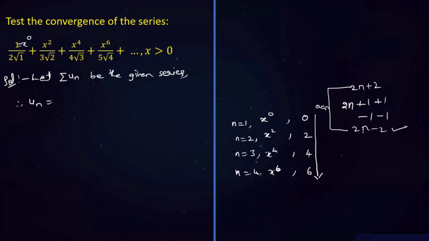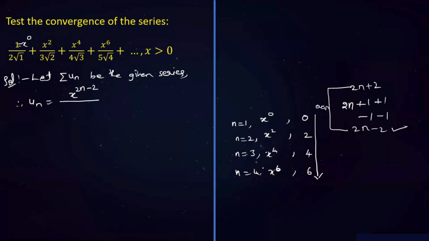When you take n equal to 2, 4 minus 2, you will get 2. When n is equal to 3, 6 minus 2, 4. Then for 4, you will get 6. So clearly, in the numerator, what you have is x to the power of 2n minus 2. Because they are all even numbers, I can identify it like this.